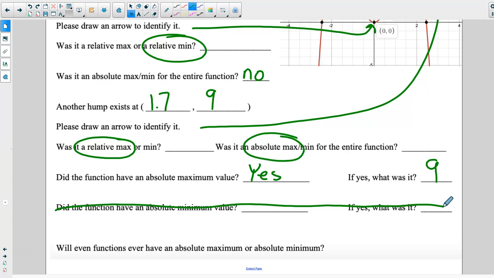So we talked about odd functions last time. Now we're looking at an even function. Will even functions always have an absolute max or an absolute min? Yeah, they will. They're always going to have one, at least. So I'm going to say yes, always. Questions?